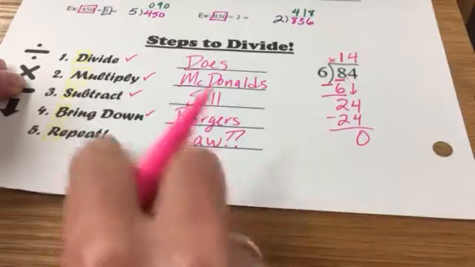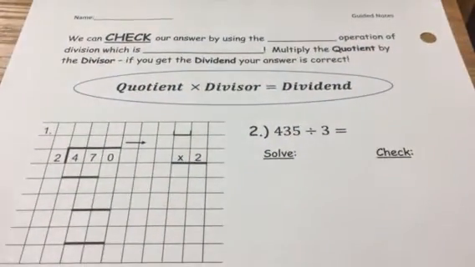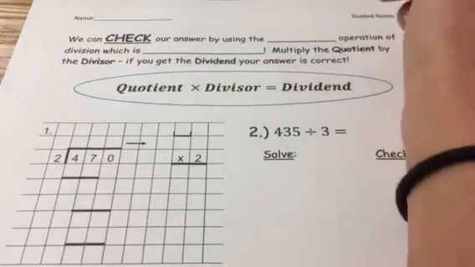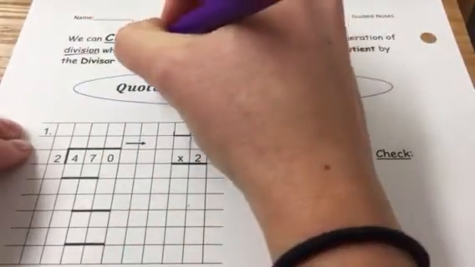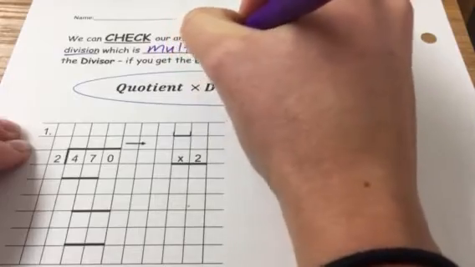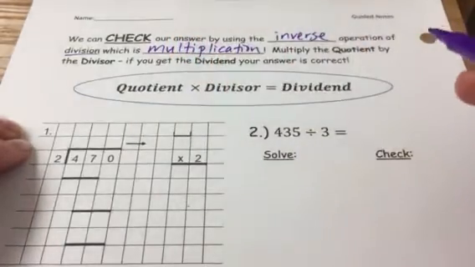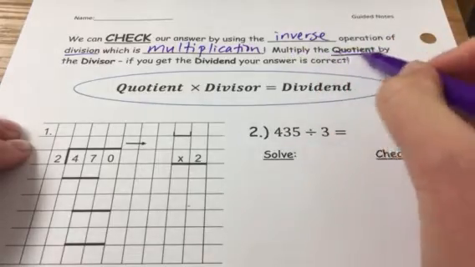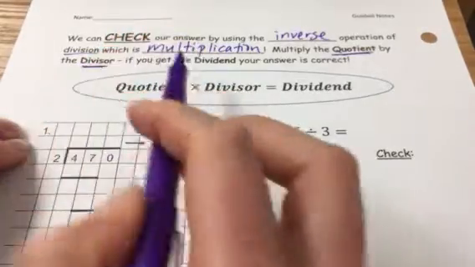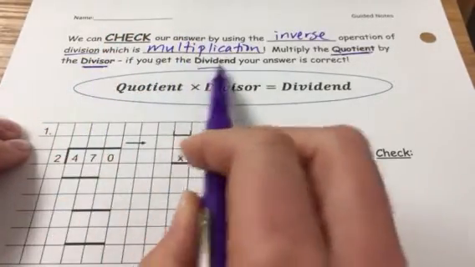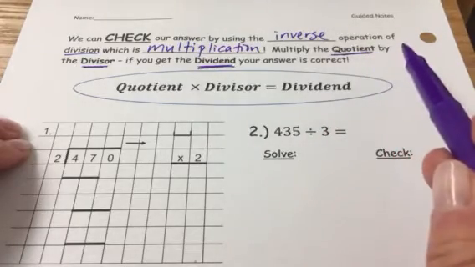Now that we feel good with the basic process of long division, let's talk about how we might be able to check our work and make sure that our answers are always correct. As we mentioned already, division and multiplication are inverse operations. And we can check our answer by using the inverse operation of division, which is multiplication. So what we're going to do is multiply the quotient by the divisor. We're going to take our answer and multiply it by the number we're dividing by. And if we get that original dividend, we know our answer is correct.